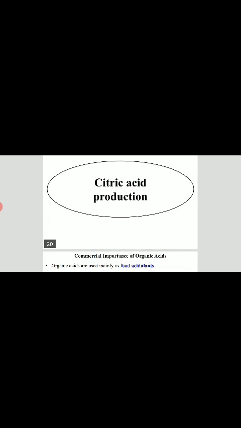Now, when we talk about citric acid production, first the commercial importance of organic acids. Organic acids are used mainly as food acidulants. The main organic acids in industry are citric acid, acetic acid, tartaric acid, malic acid, lactic acid, etc.